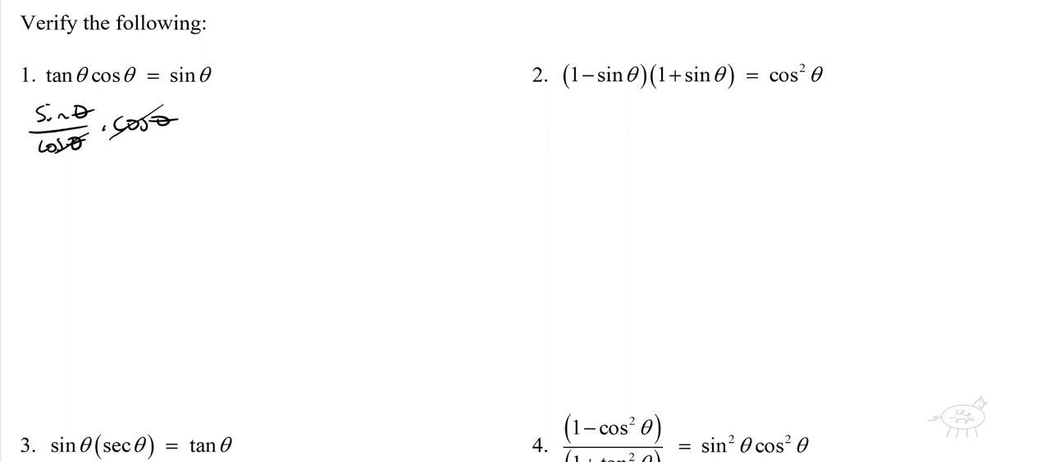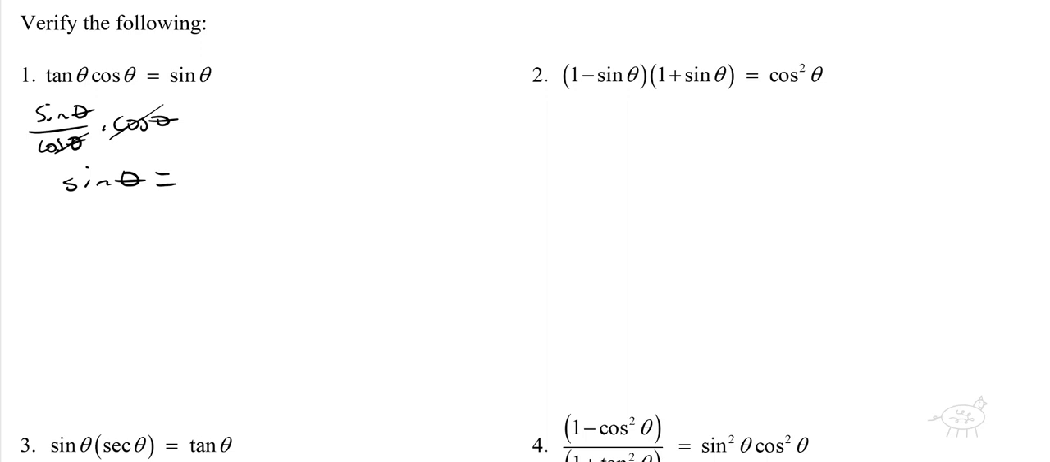And oh, cosines cancel out, and I get sine of theta. You notice I didn't write sine equals sine of theta each time. You don't have to write it each time. If you work on one side, just work on the one side. I don't care about writing equals the other thing. Just don't waste your time.